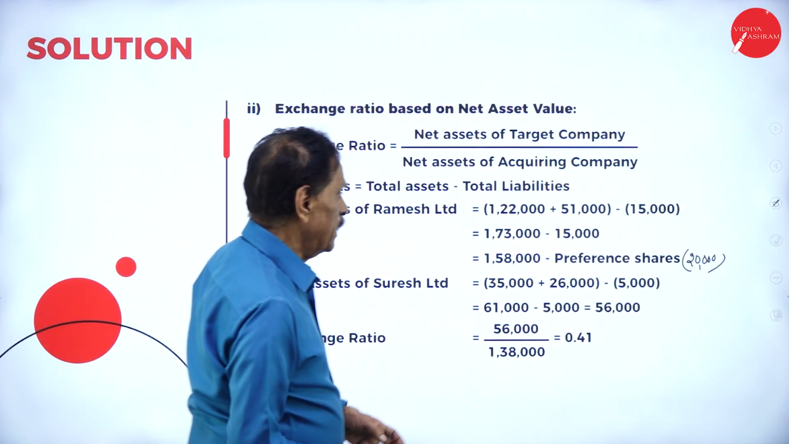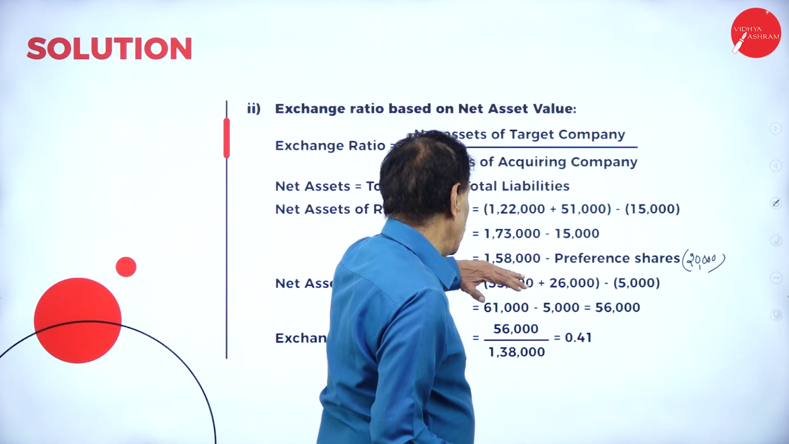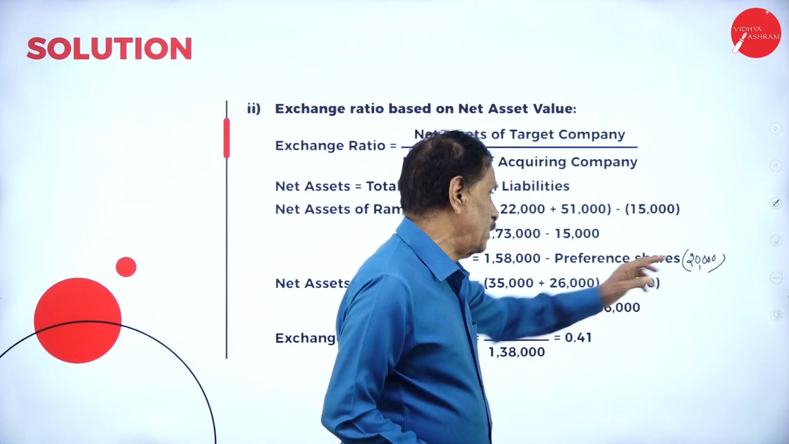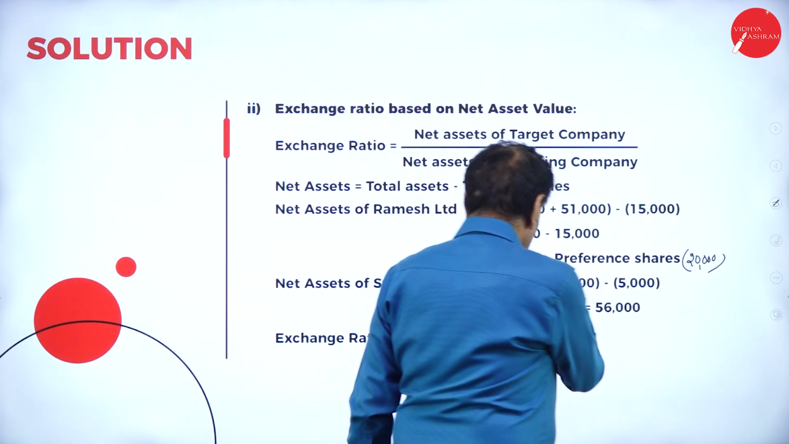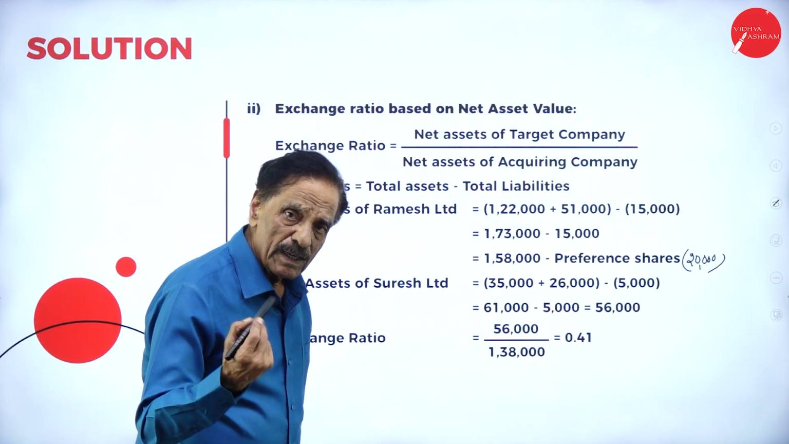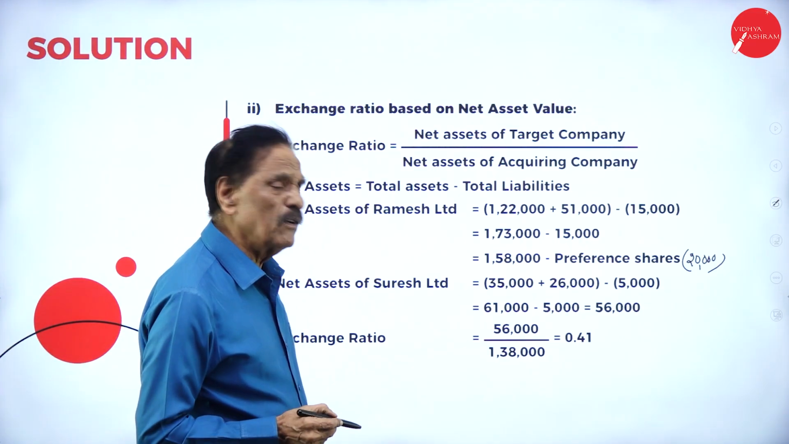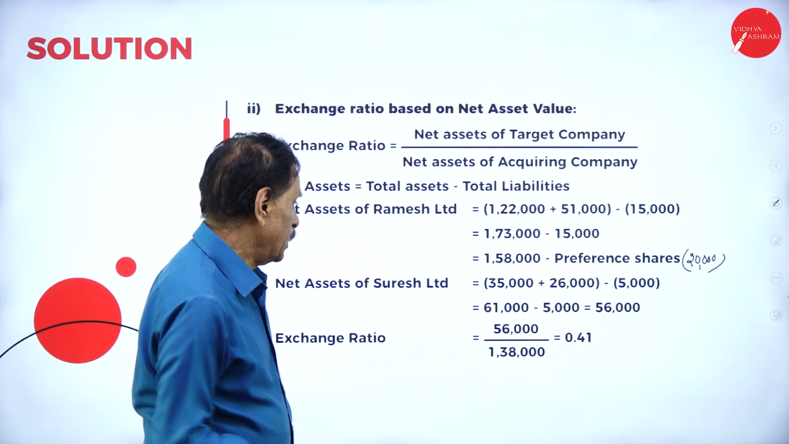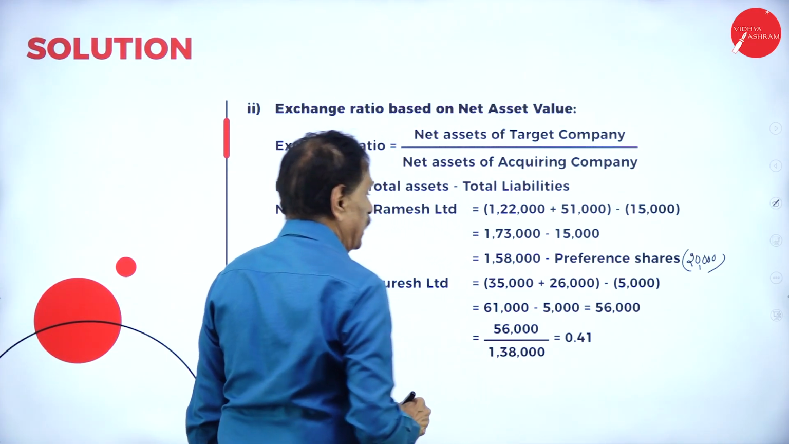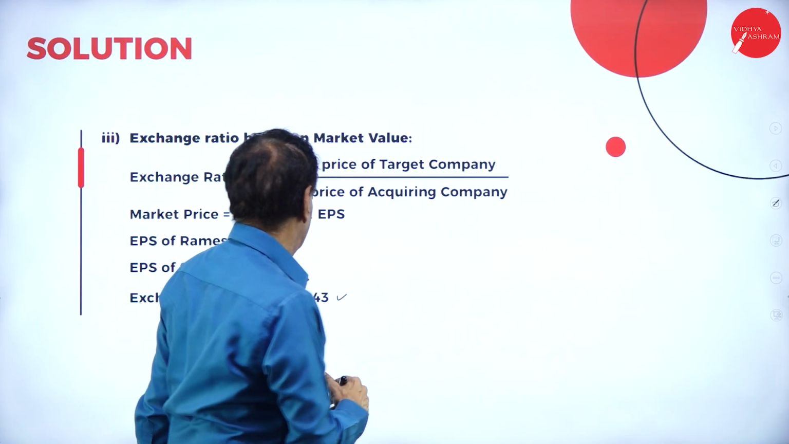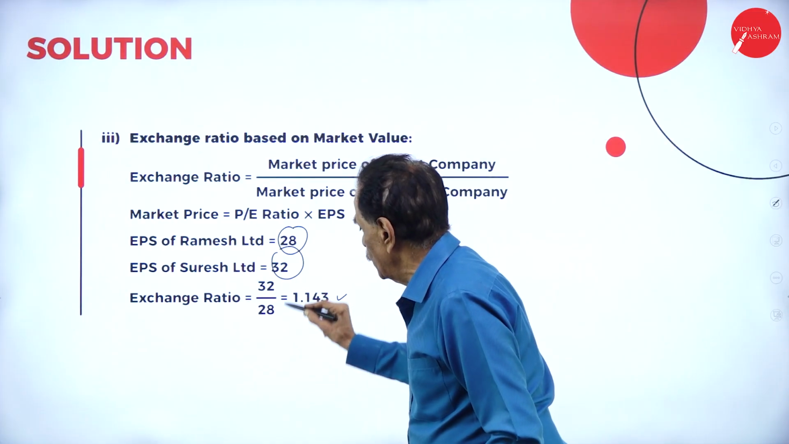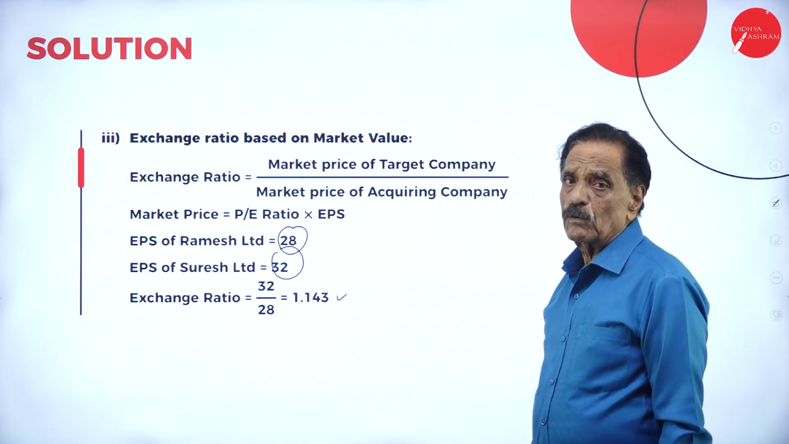Here preference share capital is 20,000. 1 lakh 58,000 minus 20,000 is 1 lakh 38,000. Here 5,000 we have mentioned is the debenture. Total asset minus preference share capital, minus debenture, minus creditors, minus provision for any liability, you have to deduct here. So 56,000 divided by 1 lakh 38,000 is 0.41. So they have given 28, they have given 32. 32 divided by 28 is 1.143.